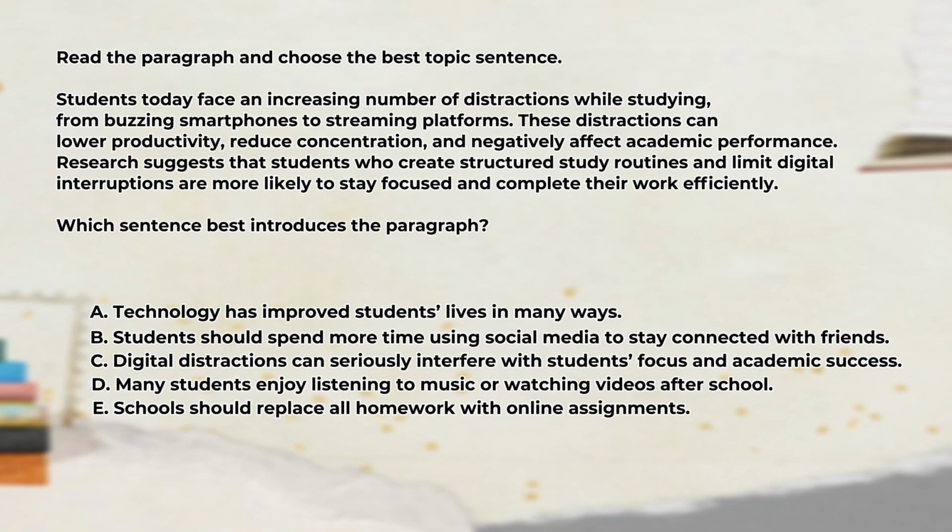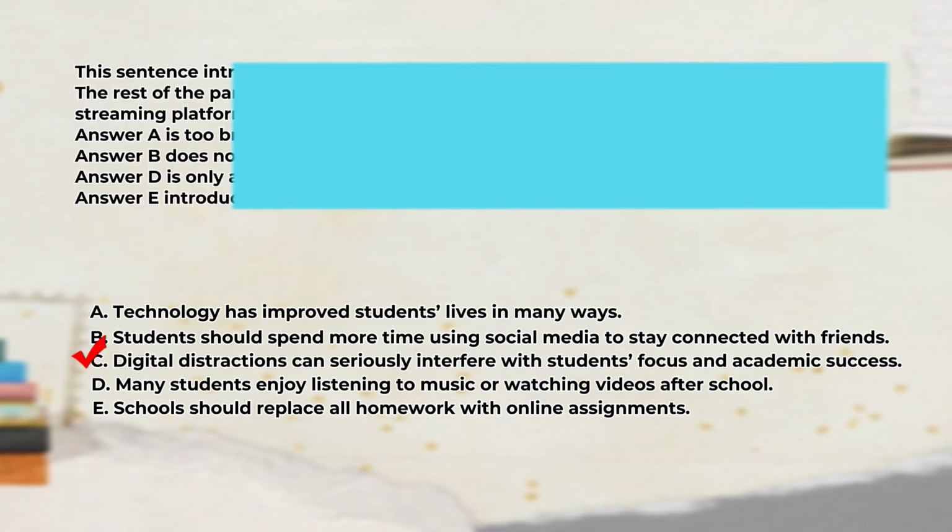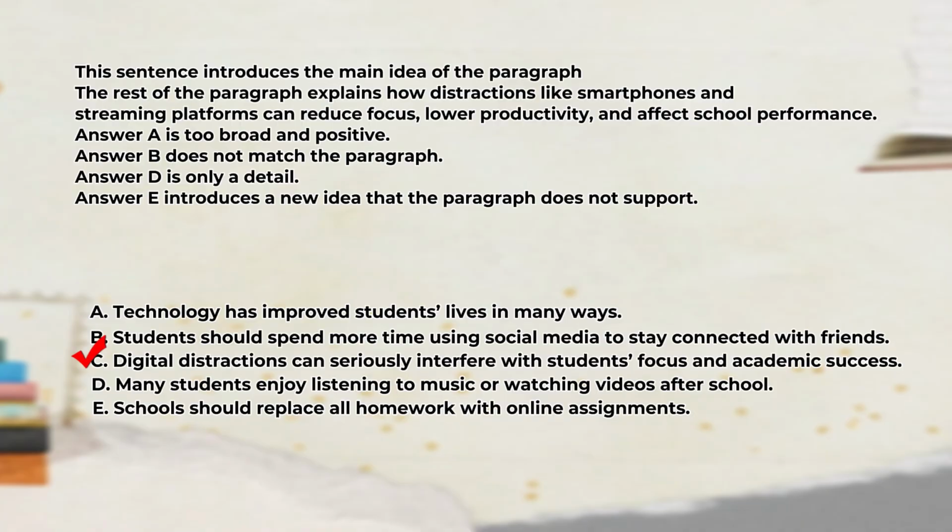Now let's try a writing organization question. Pause the video, read the short paragraph, and choose the best answer. The correct answer is C. This sentence introduces the main idea of the paragraph. The rest of the paragraph explains how distractions like smartphones and streaming platforms can reduce focus, lower productivity, and affect school performance. Answer A is too broad and positive.